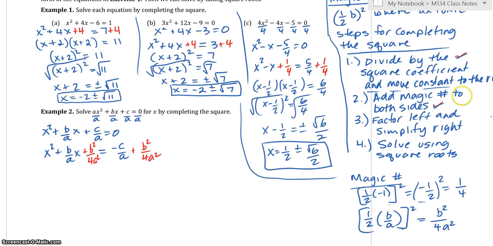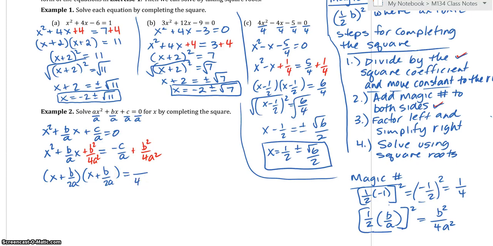So now we did that. We're going to factor the left. To factor the left, you get an x and x for the first, and the last is going to be this inside thing. You would get b squared over 4a squared, and if you add these two, you'll see you get that middle term. Simplify the right.